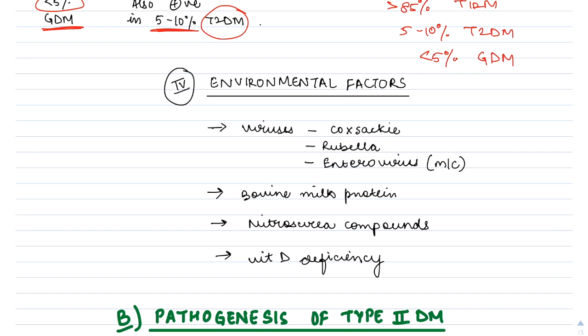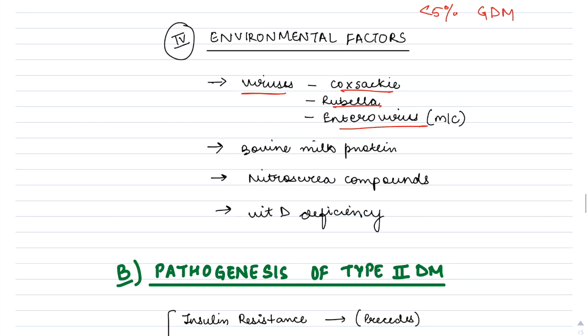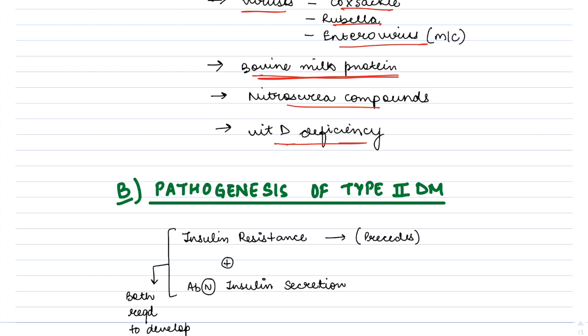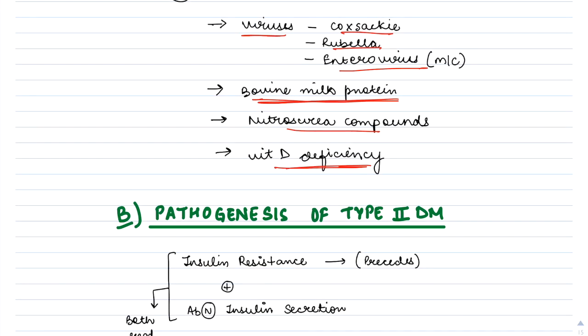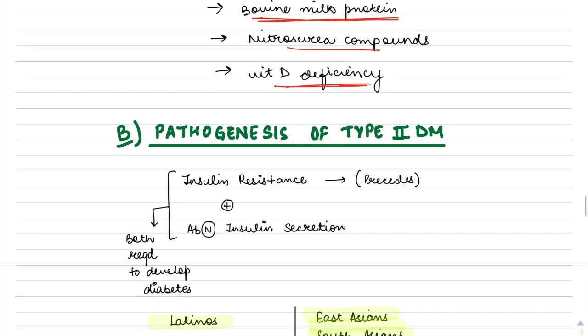Next, we'll discuss the environmental factors which can be the triggering agents for type 1 diabetes. These include viruses like Coxsackie, rubella, and enterovirus. They can be bovine milk protein, nitrosourea compounds, and vitamin D deficiency. This is all to learn in the pathogenesis of type 1 diabetes.